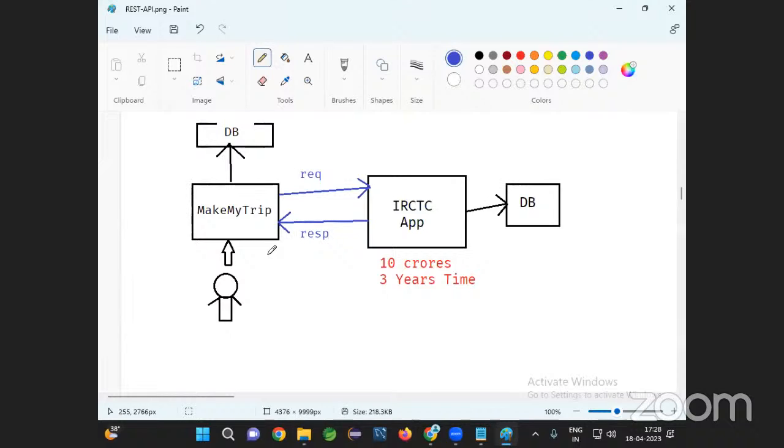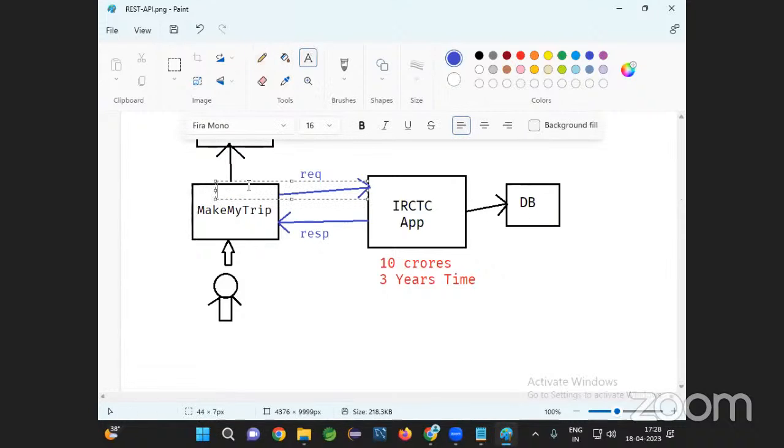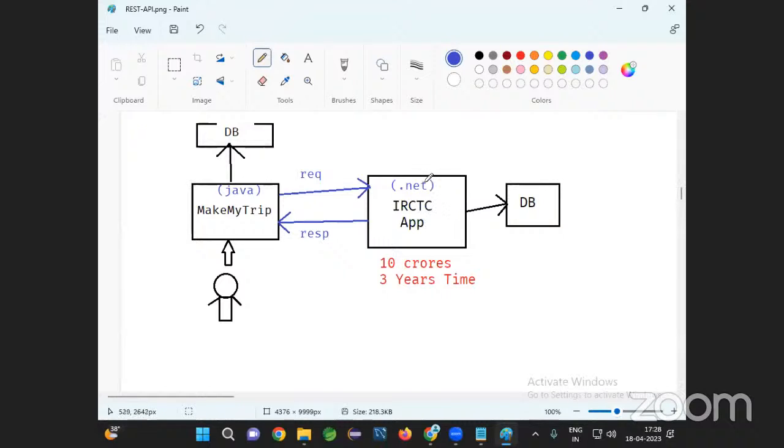One application is communicating with another application. Now, this Make My Trip application is developed using Java. Assume the IRCTC application is also developed using Java. Any problem? A Java application can communicate with another Java application. Suppose IRCTC is developed using .NET. Any problem? No problem, because our applications are interoperable. A Java application should be able to communicate with a .NET application, and a .NET application should be able to communicate with Java. Sir, how will they communicate with each other?